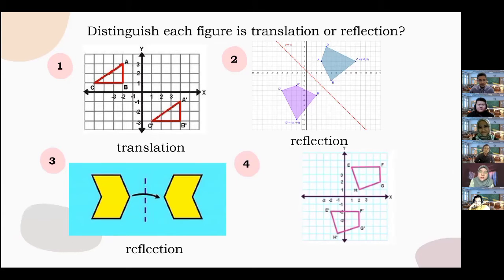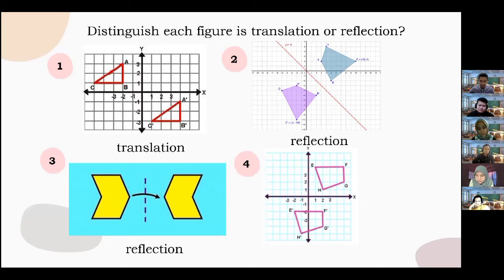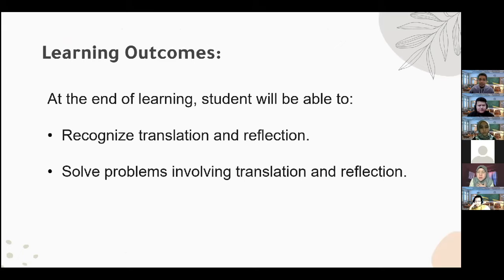Figure number 4. What kind of transformation is this? Translation. Okay, correct. So it means that you understand the video. At the end of the learning, you will be able to recognize translation and reflection, and be able to solve problems involving translation and reflection.